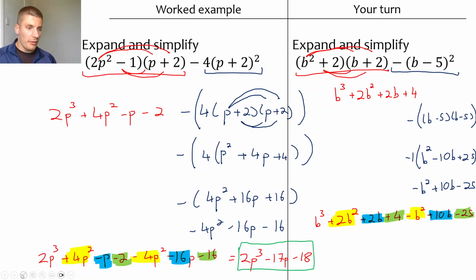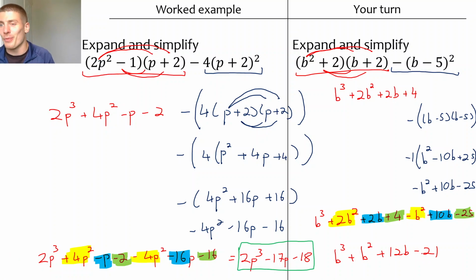So if we bring this all together, we've got b cubed. 2b squared minus 1b squared is plus 1b squared, or plus b squared. 2b plus 10b is plus 12b. And 4 minus 25 is minus 21. And this is your answer. Okay? Assuming I've made no mistakes, hopefully I haven't. That should be fine though. Pretty confident that's good. So this over here is your answer.